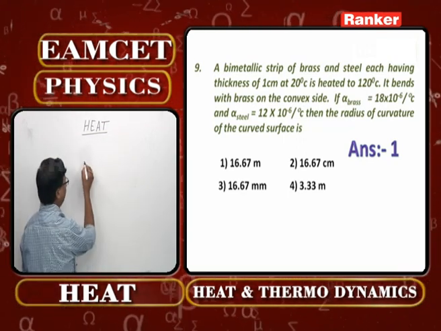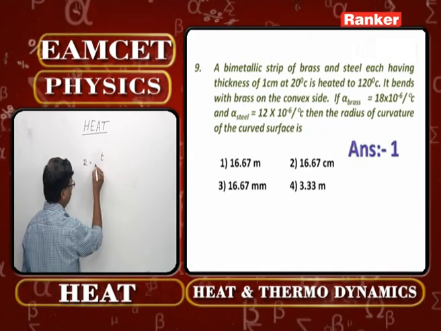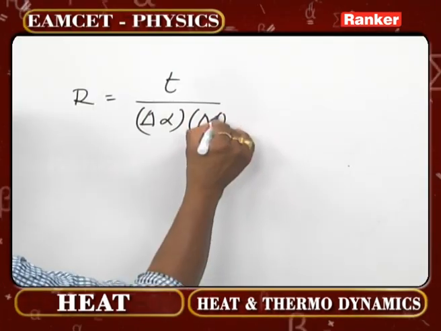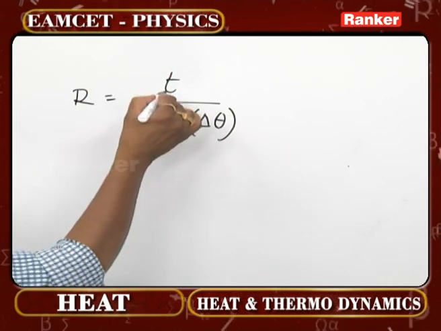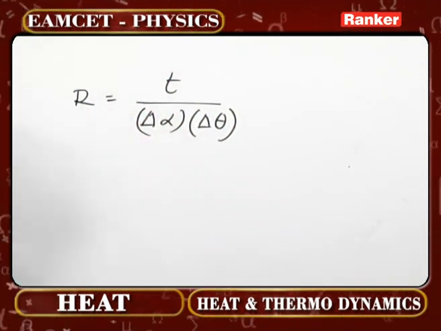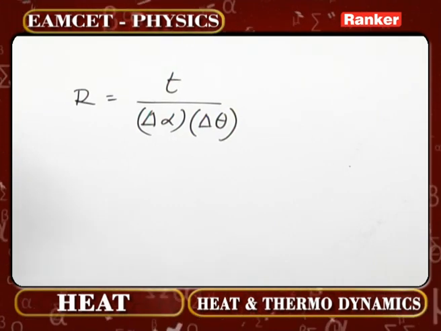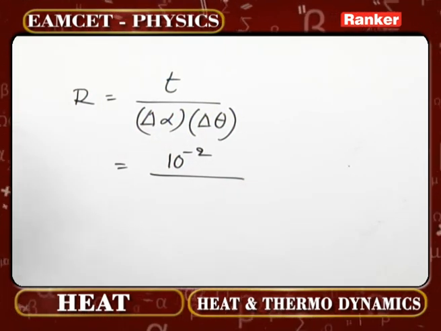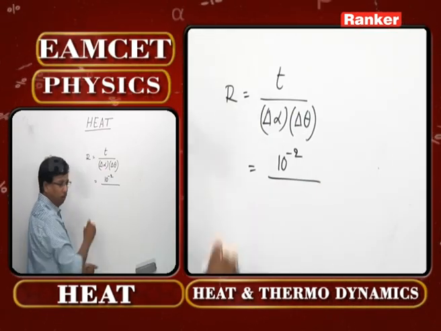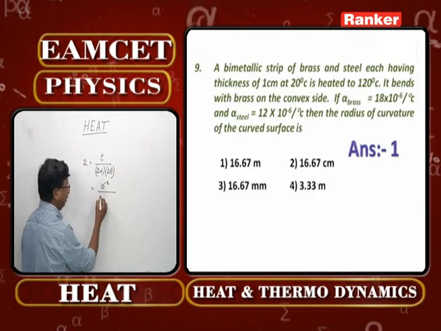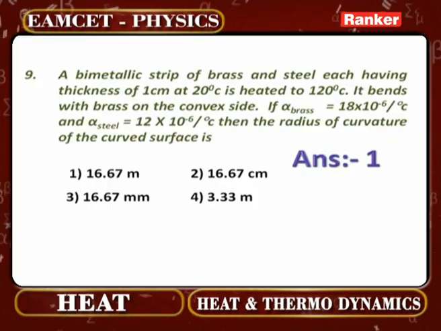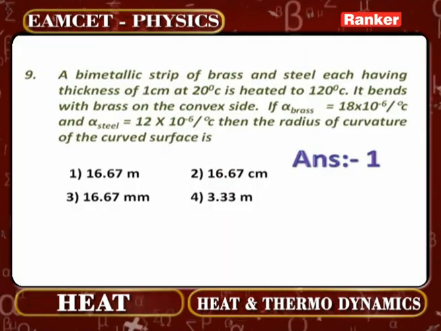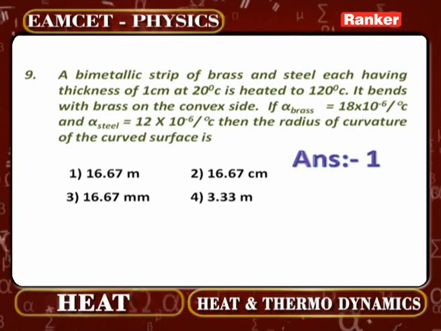What is the radius of curvature formula? I have already given you: thickness by delta alpha into delta T, or delta theta, you write. You should not have any confusion here. T for thickness, delta theta for variation in temperature. So let us check this one. Thickness being 10 power minus 2, it's 1 centimeter given. Fine. What is delta alpha? 18 minus 12. It is 6 into 10 to the power minus 6. That's the value which has been given. Into what is the variation in temperature? You look at 20 degrees to 120 degrees.